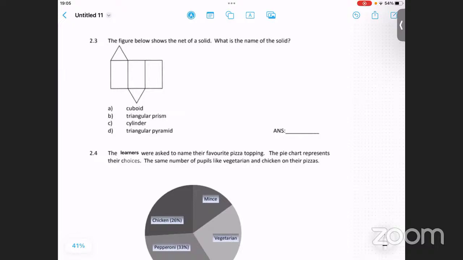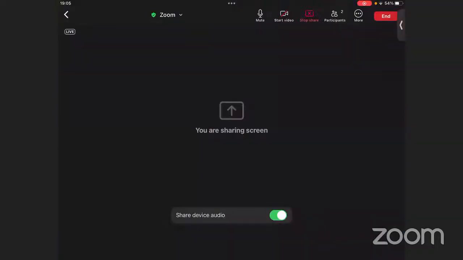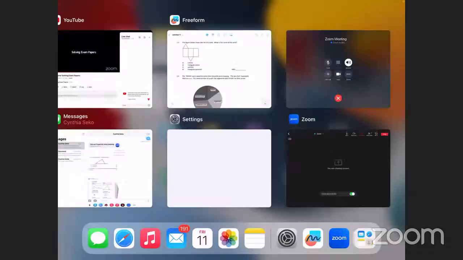It's B, ma'am. It's B. It's B. Are you sure it's B? The triangular prism.